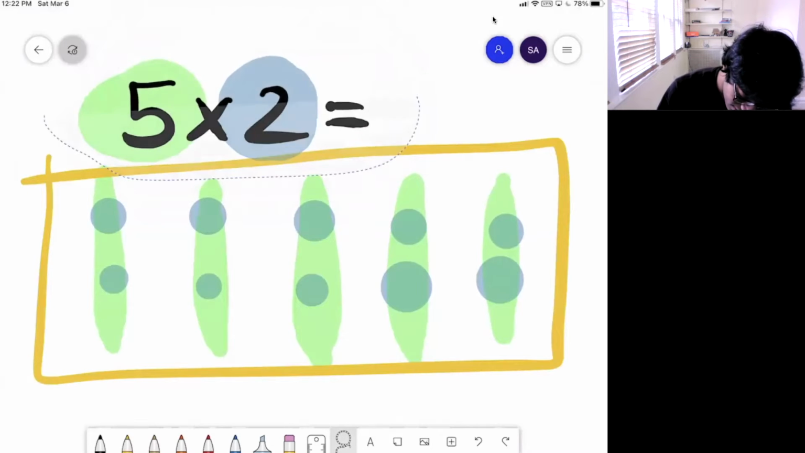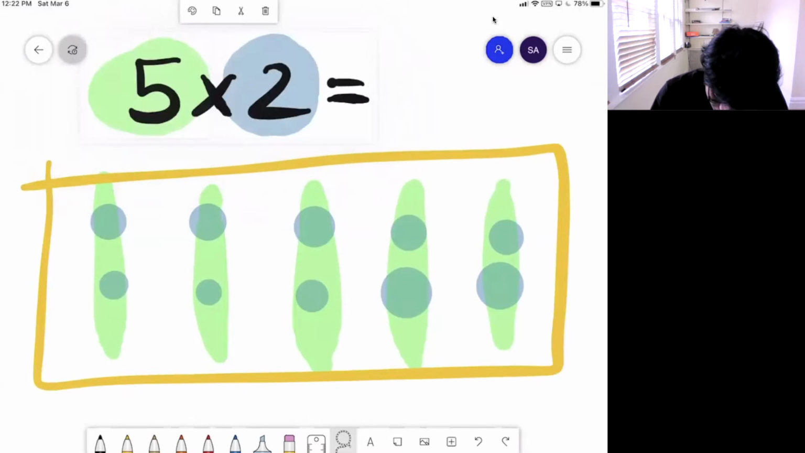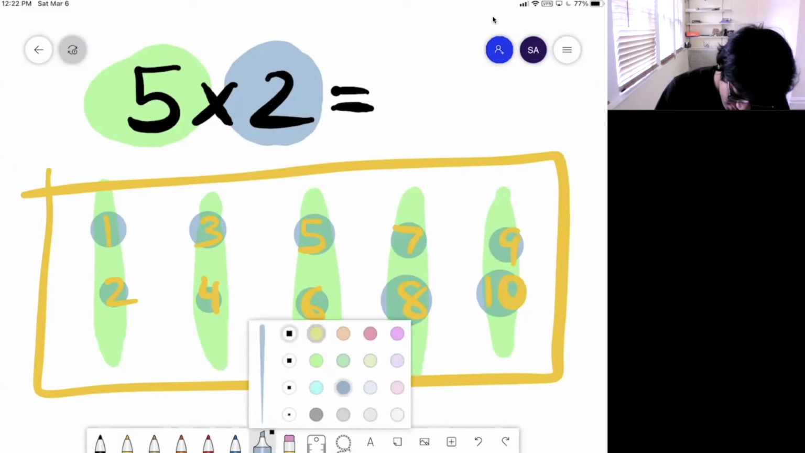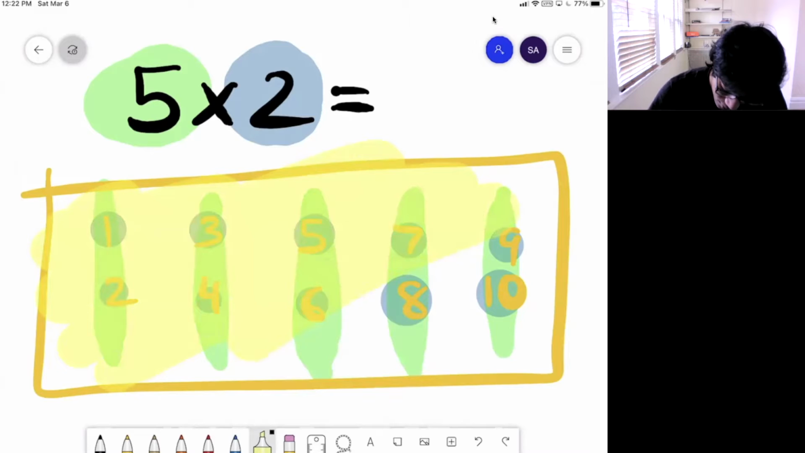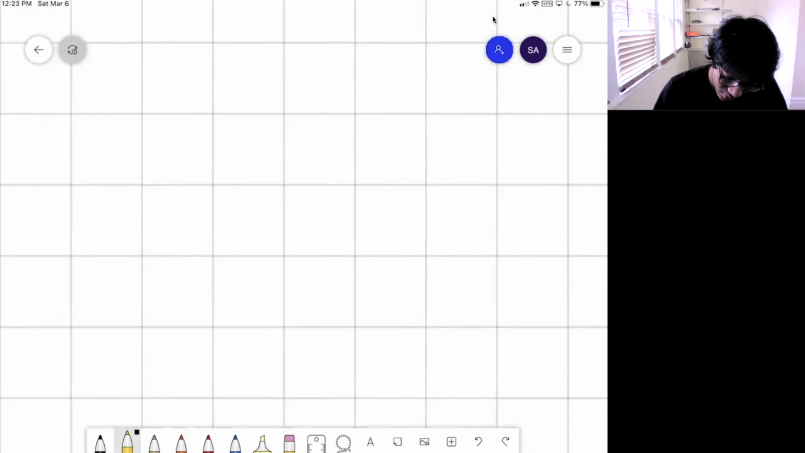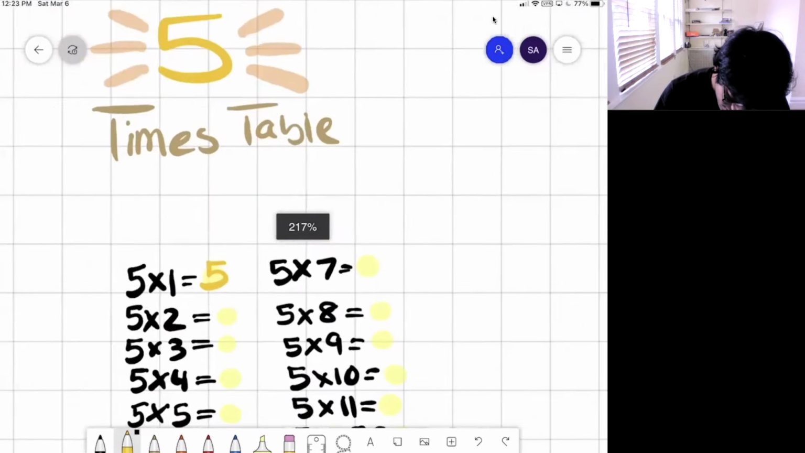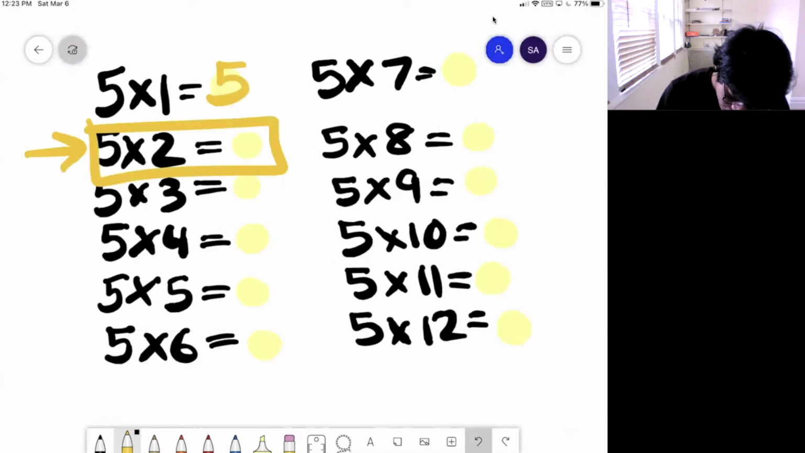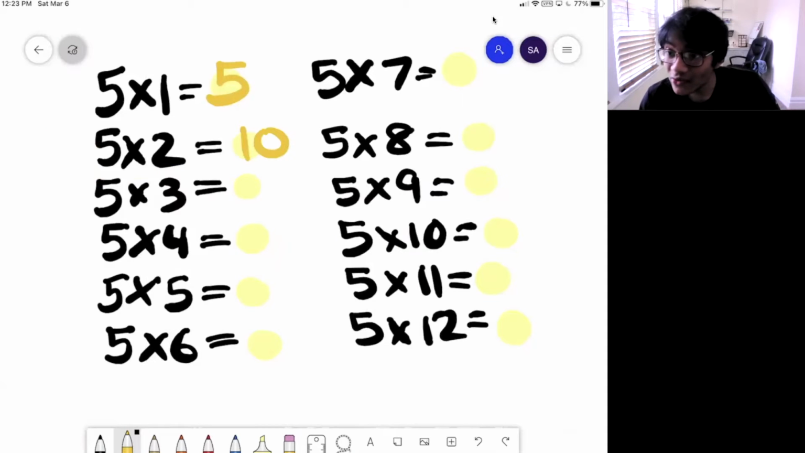Well, to answer that question, we're going to count up the dots. So 1 dot, 2 dots, 3, 4, 5, 6, 7, 8, 9, 10 dots. And so how many dots in this whole shebang? Well, we got 10 dots. And so 5 times 2 is equal to 10. We can go back to our table and write that 5 times 2 is equal to 10. Now let's do 5 times 3.